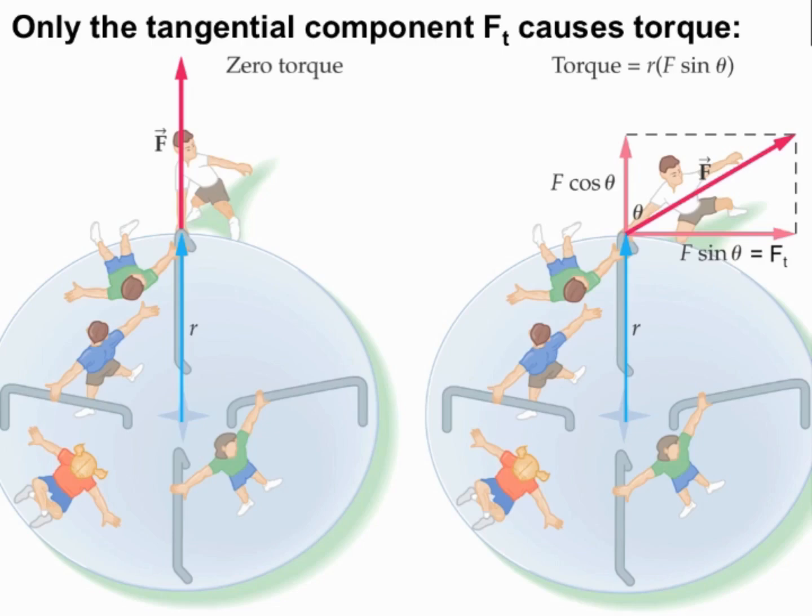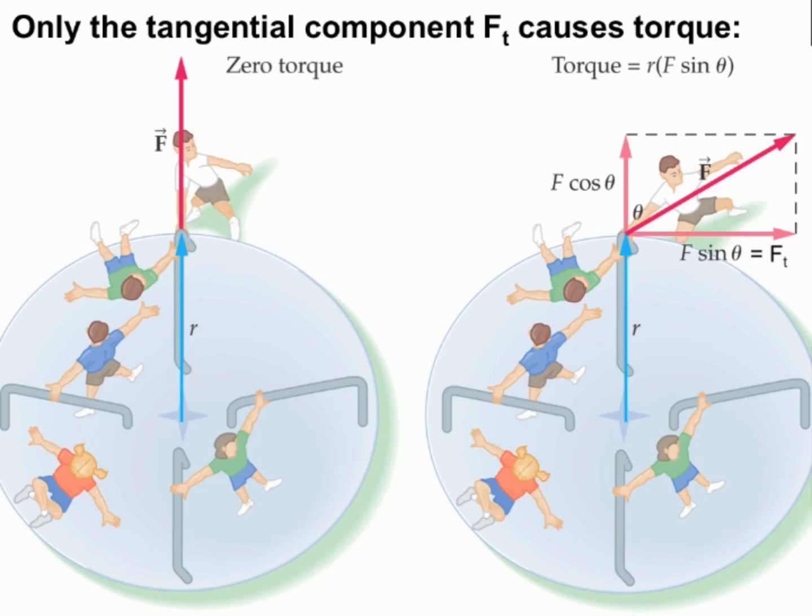Only the tangential component Ft causes torque. So let's suppose we look at this image here on the left, and we have a boy swinging people around on a merry-go-round. Well, if he just pulls straight up, there's zero torque. There's going to be no component that's tangential to the circle.